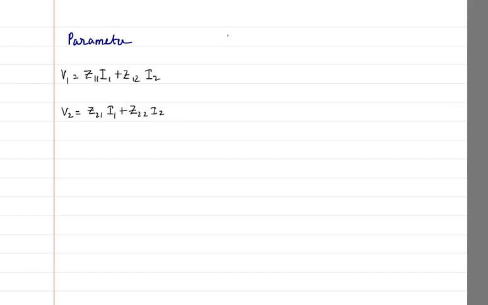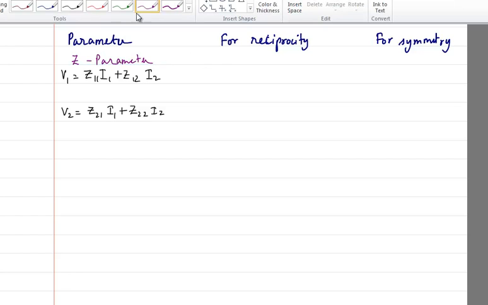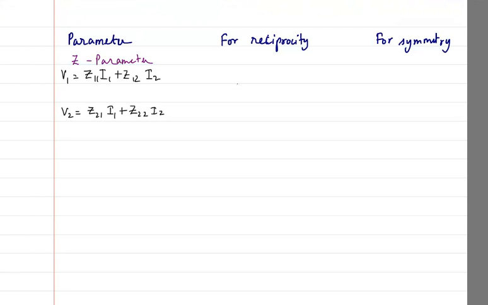The second one I want to know is what is the condition for reciprocity. For reciprocity, what is the condition? For symmetry, what is the condition? Okay. So this is the Z parameter. Let me write that also, I should not miss that. So for the Z parameter, the condition for reciprocity is that Z12 should be equal to Z21. And for symmetry, the condition is that Z11 should be equal to Z22.